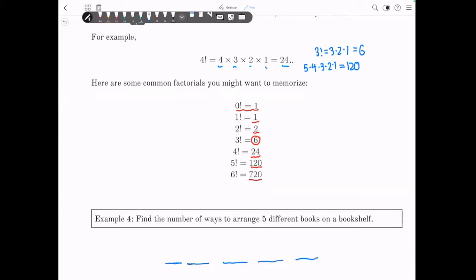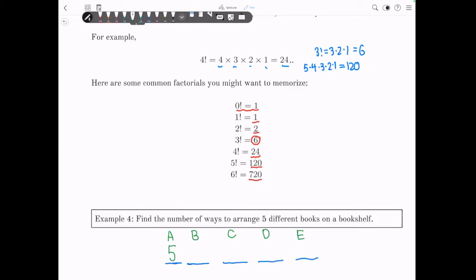1, 2, 3, 4, 5. And let's say our 5 books are A, B, C, D, and E. So these are our 5 books. So how many choices do we have for the first spot? Well, it can be any one of A through E. So there's going to be just 5 choices for this.